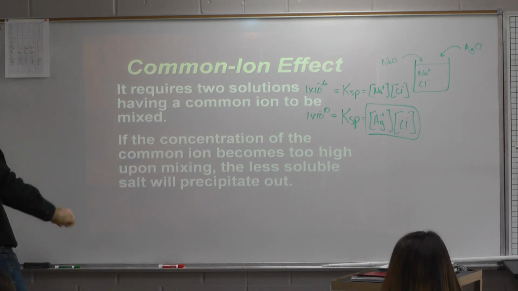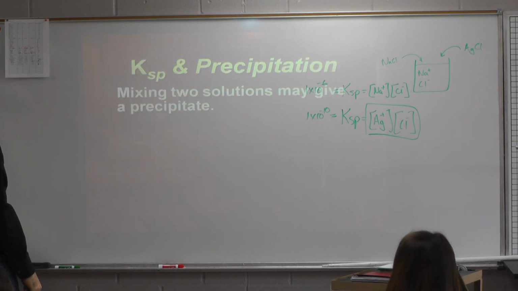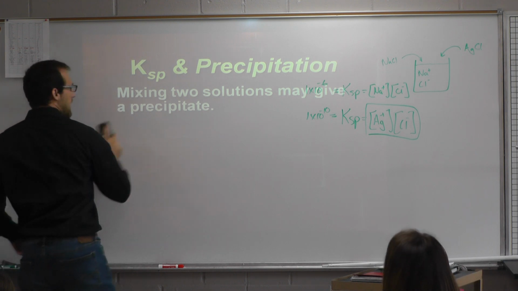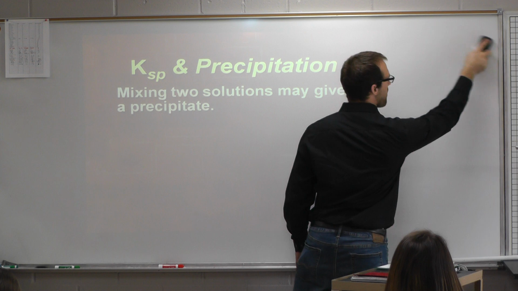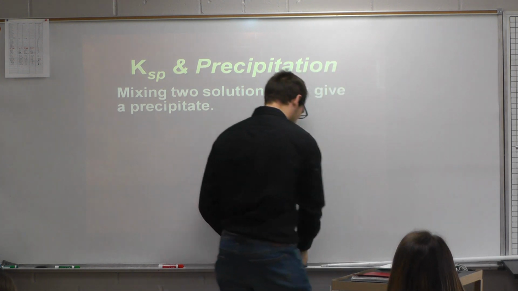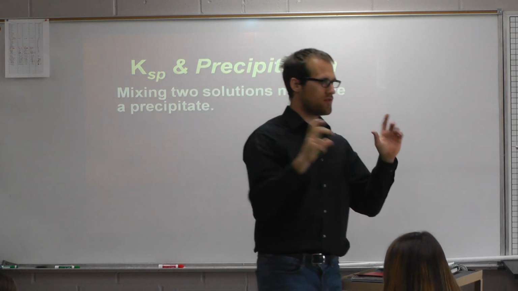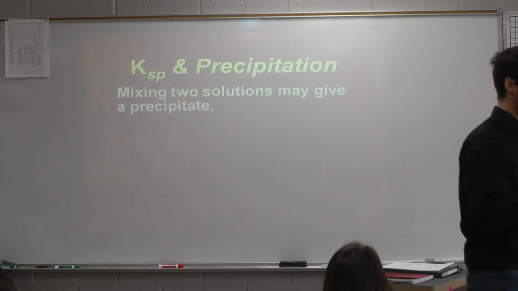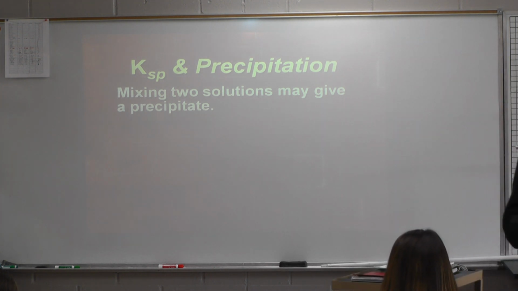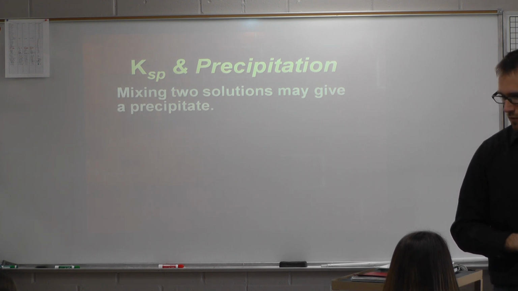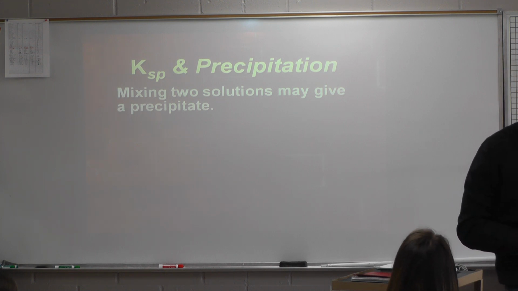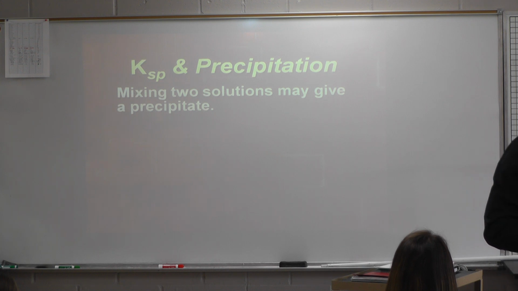Okay? Love that video. So this is going to kind of lead us into what we're going to talk about today. What I want you to know about the common ion is when you introduce two salts into a solution that have a common ion, the least soluble salt will precipitate out first. Okay? Because you can't have more ions in solution than the solution can hold.